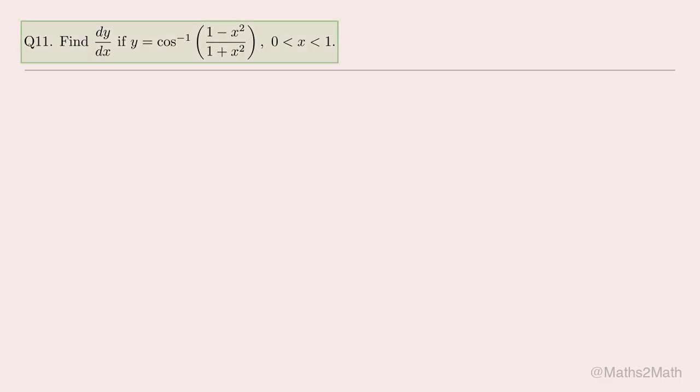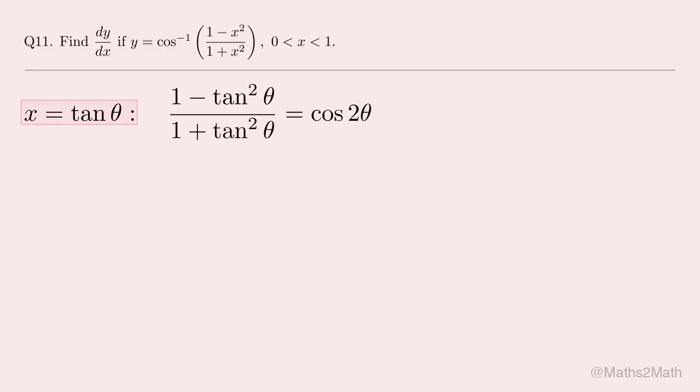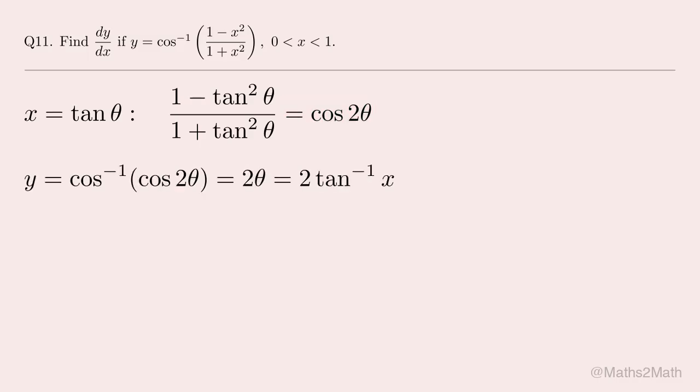Question 11. 1 minus x squared over 1 plus x squared, the cosine double angle in tangents. With x between 0 and 1, 2 theta stays in the principal range of inverse cosine. Put x equal to tangent theta. The fraction is cosine 2 theta. So y is 2 theta, twice the inverse tangent of x. Differentiate.